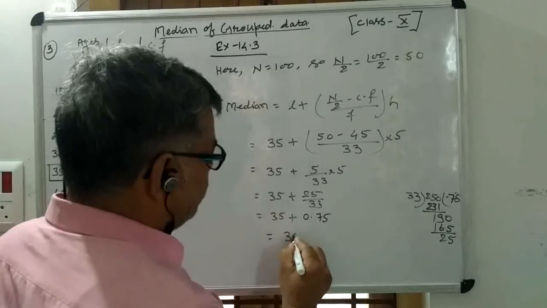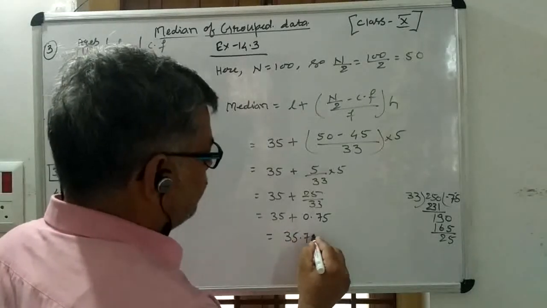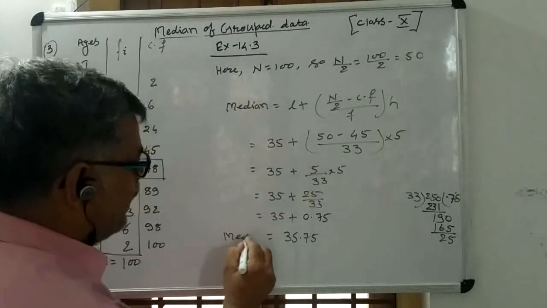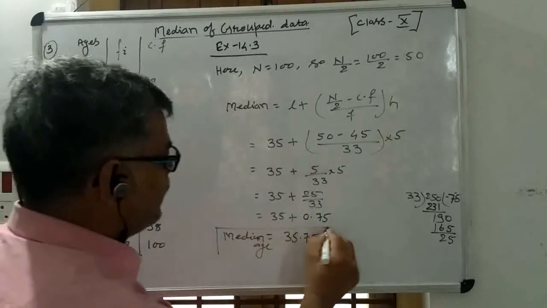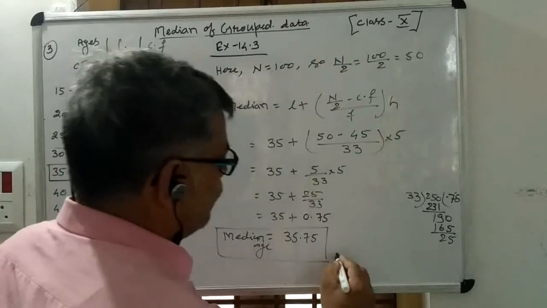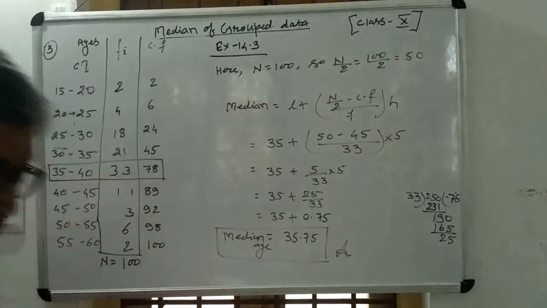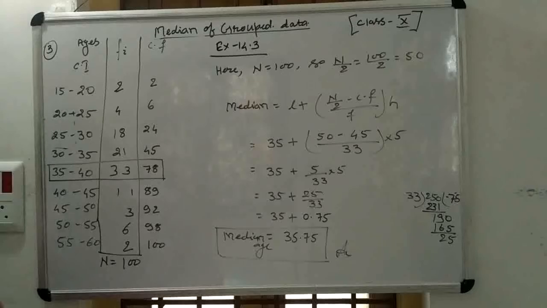So your median will be 35.75. This is your required median age for all the policy holders. So this is your required answer. In this way this question has been completed.